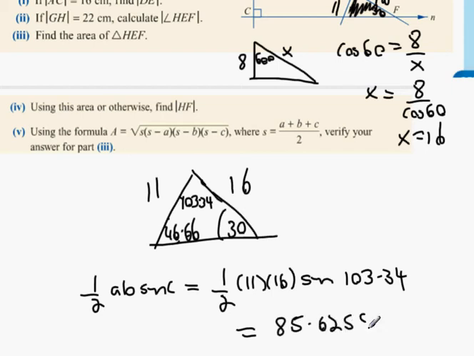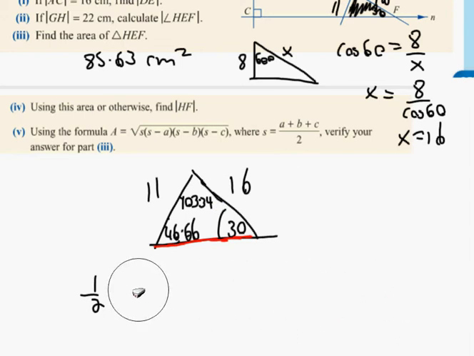So 85.63 units squared, or centimeters squared. It says, using this area or otherwise, find HF. HF is this distance here. I have several options: sine rules, cosine rules, or area. I'm going to use area just because I think it's going to be really easy.